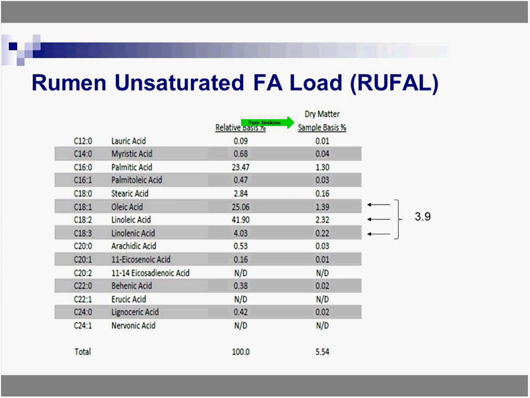So for RUFAL, I pick out the unsaturated fatty acids of the analysis, 18:2 and 18:3, and add them up. In this example, I get a RUFAL of 3.9% of the TMR, these major unsaturated fatty acids. This dairy was experiencing low milk fat, so that's the first thing I want to take a look at. And then I ask, well, is this too much? Is this too high?